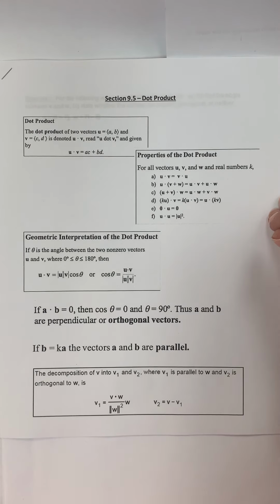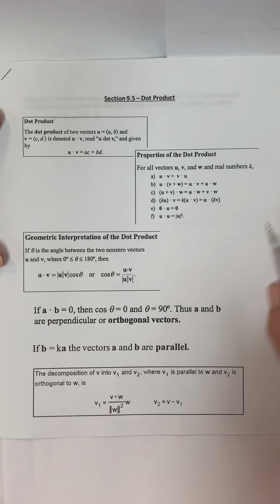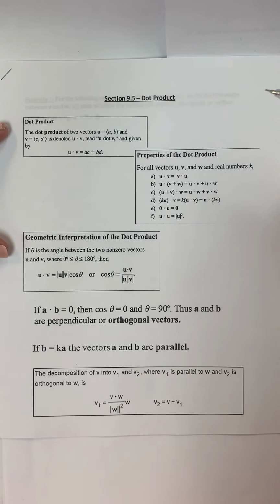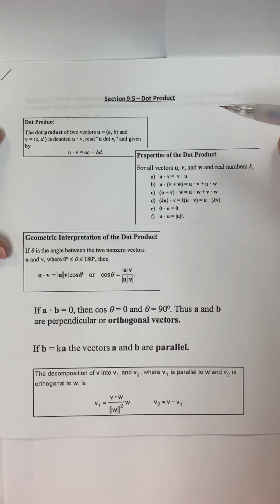Now, the dot product in and of itself doesn't give us a whole lot of information. It does, we'll apply it to orthogonal vectors. We'll talk about that when we get down here. But basically, it's important because it's used in a lot of formulas that relate to vectors. So just like 9.4 was all about vectors, 9.5 is all about vectors as well. But it's based on the dot product.